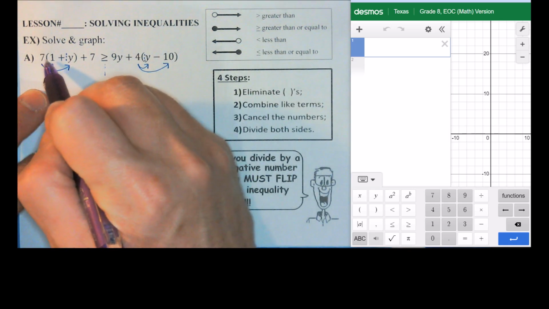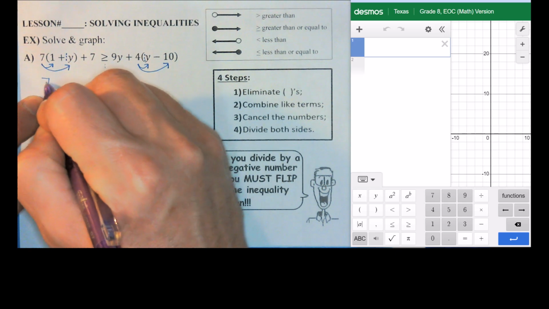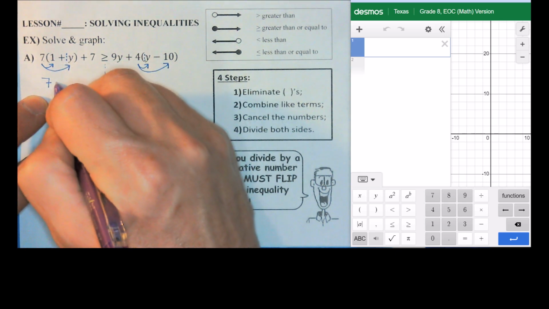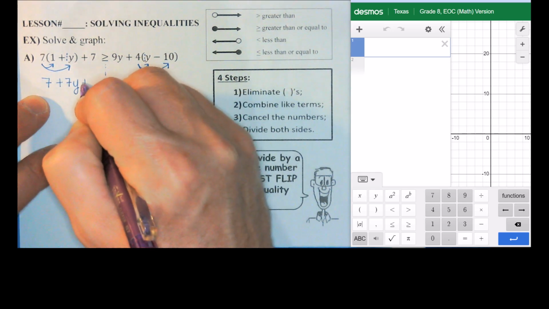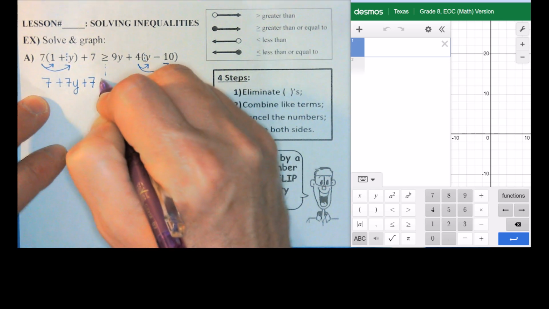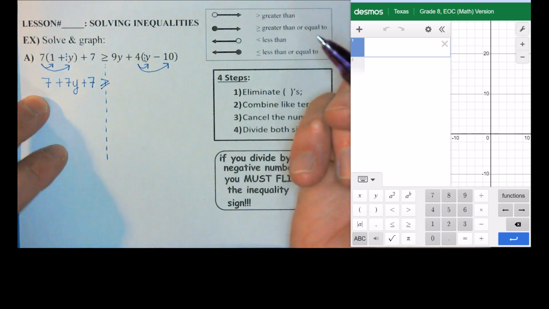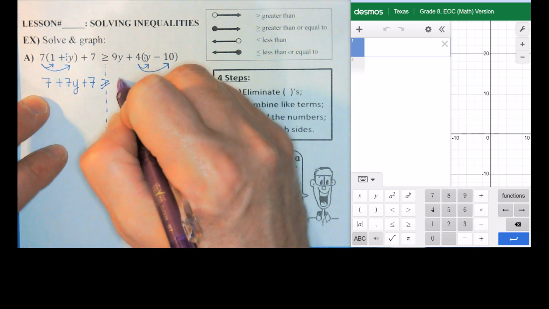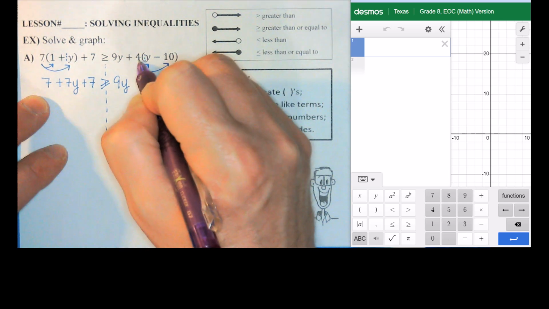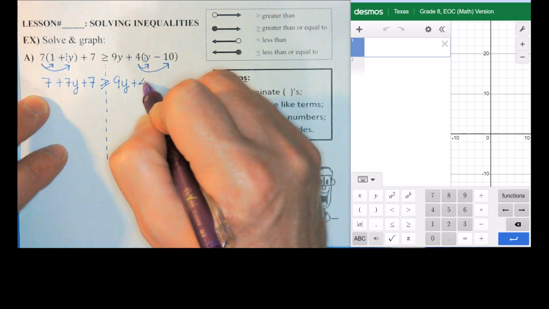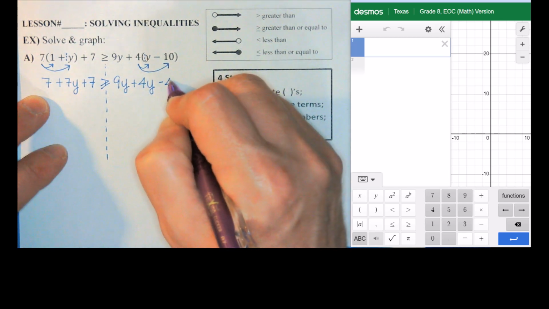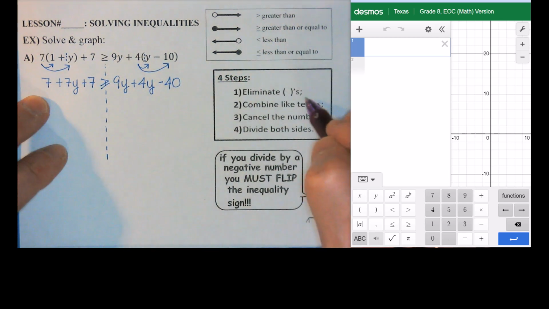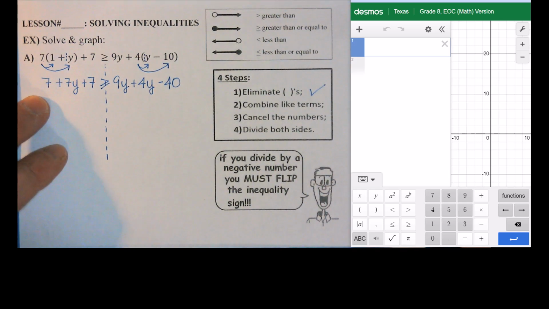Okay, so then when we multiply, 7 times 1 is 7. 7 times 1y is 7y. And this 7, we bring it down. We have the inequality symbol, greater than or equal to. We bring down the 9y. 4 times 1 is 4y. And 4 times negative 10 is negative 40. So I've finished the first step, which is eliminate parentheses.